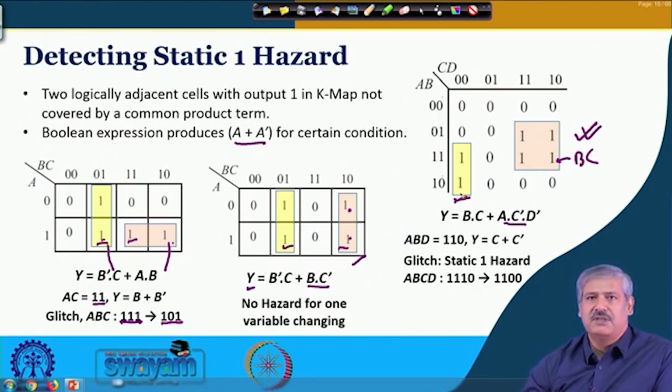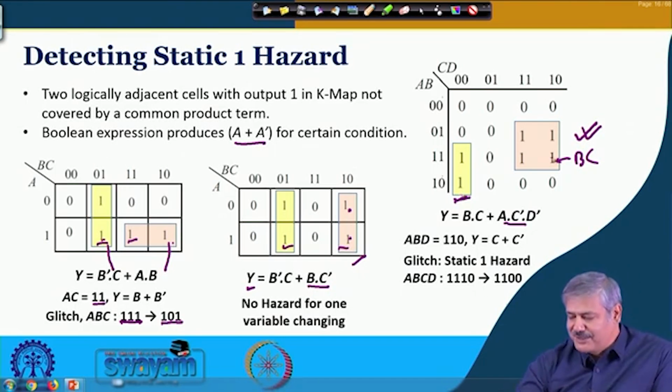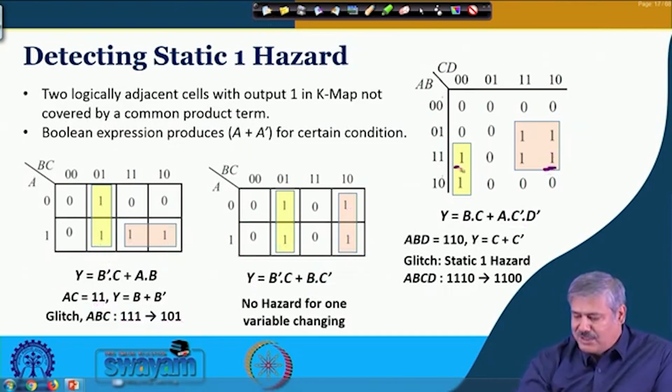Does it have a static 1 hazard? Let us look at whether there are logically adjacent ones. So, this one and this one are logically adjacent, but do not have a common product term, right. So, there is a potential static 1 hazard. And when does it occur? For which combination?